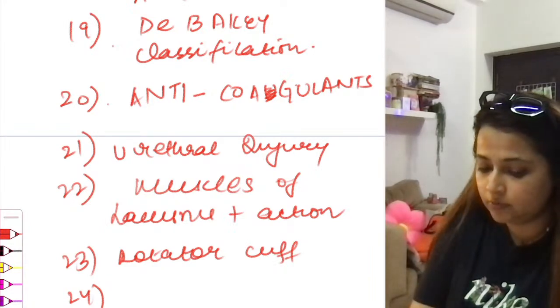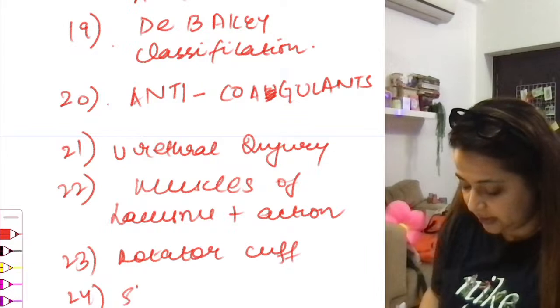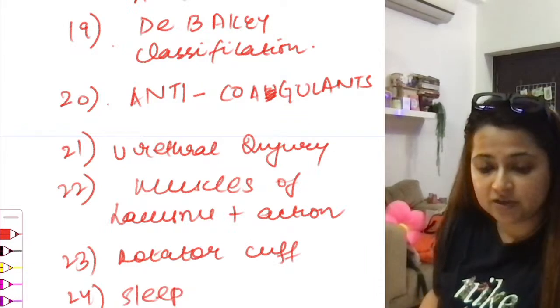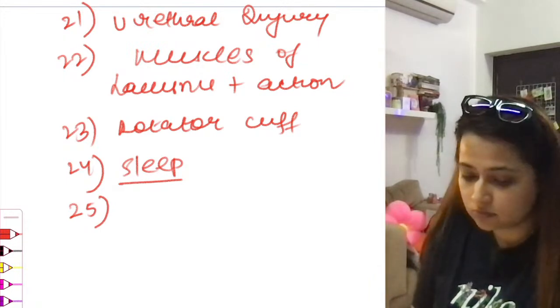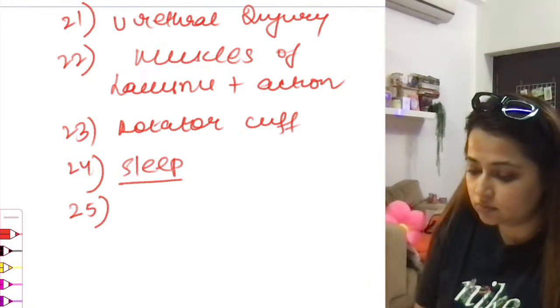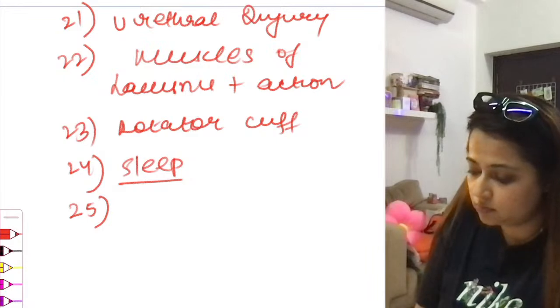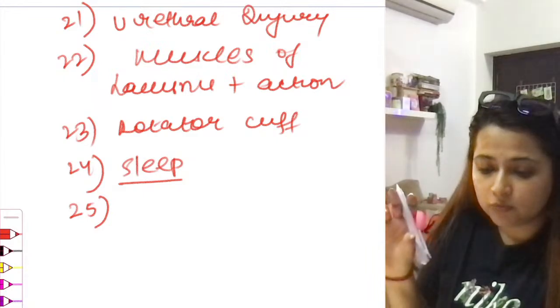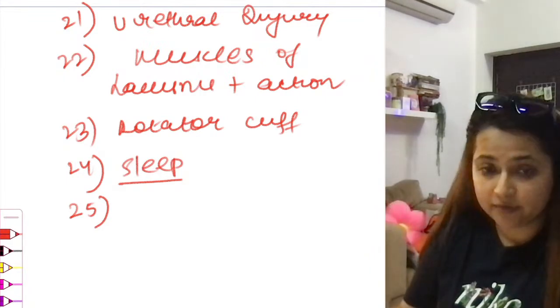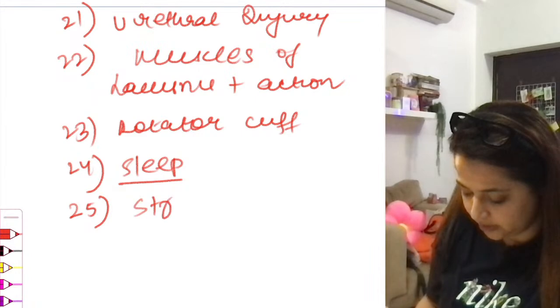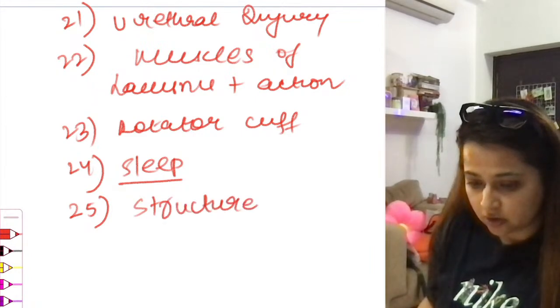All right. Then talking about sleep, know the different stages of sleep. You should know them. Then you should know how the different types of immunoglobulins look. What is the structure of immunoglobulins or antibodies? Structure of antibodies.